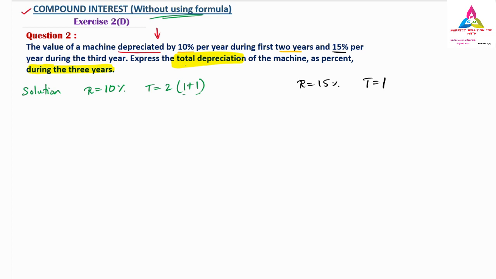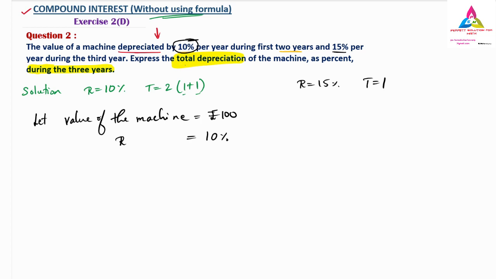Actually they have not given the principal amount here, meaning the value of the machine is not given. So let us consider the actual value of the machine, which we don't know. We will take one assumption, that is rupees 100. Why I have taken rupees 100: because they have given a percent, and percent means per 100. The next one is the rate of interest. The rate of interest here is R, that is 10%.